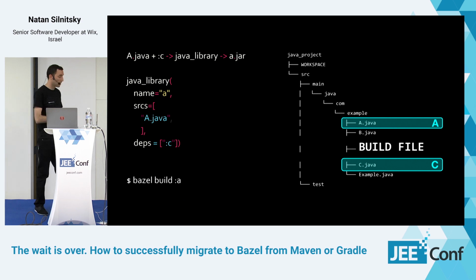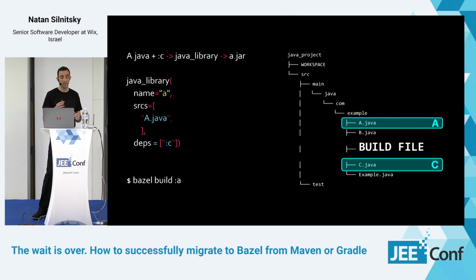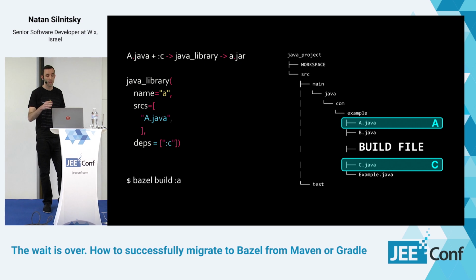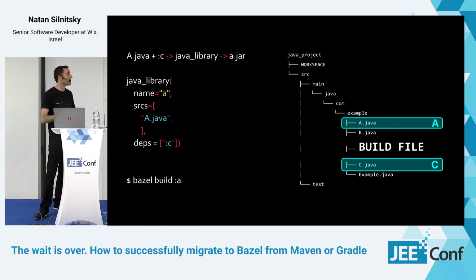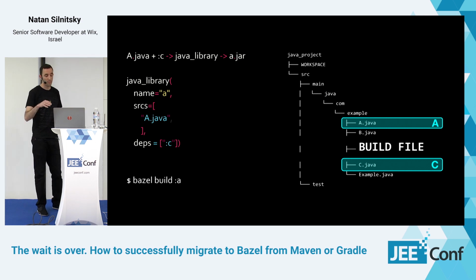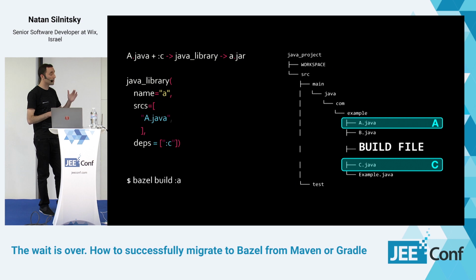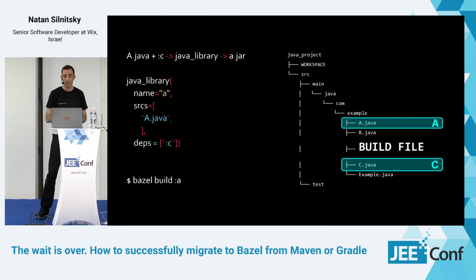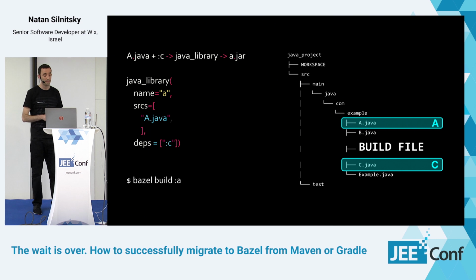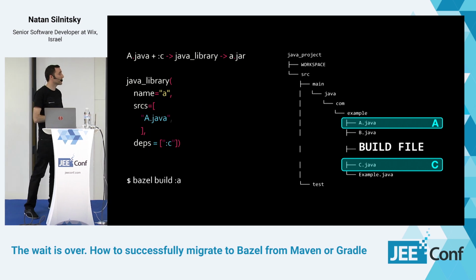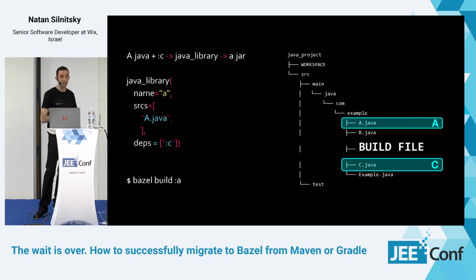So here you can see an example of a rule. We have the Java library rule, and here you see a definition of a target. The target is named A. It's found in a build file in the source tree. This build file defines all the build units, the targets that will be built in this folder called main Java.com example. Now, for this specific target A, it builds a.java.